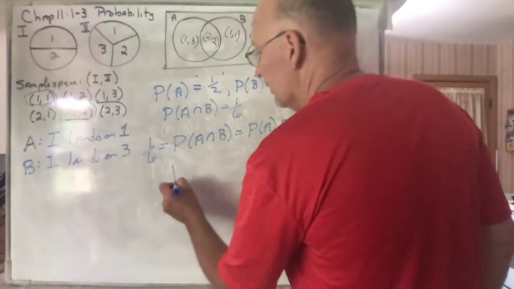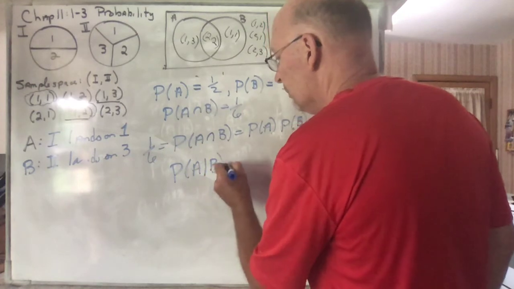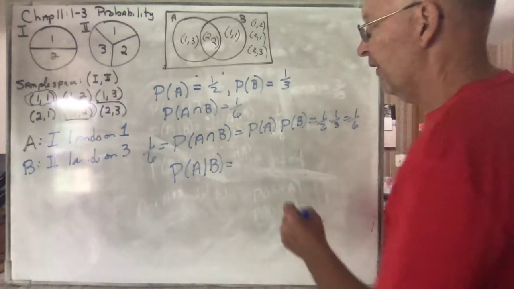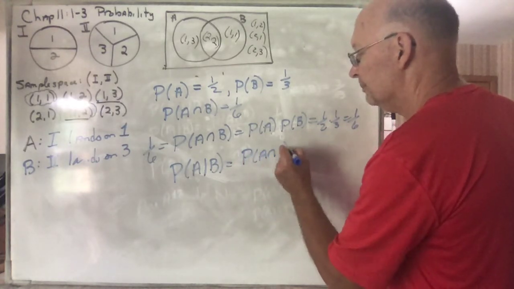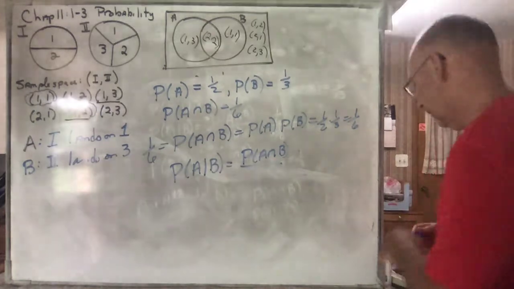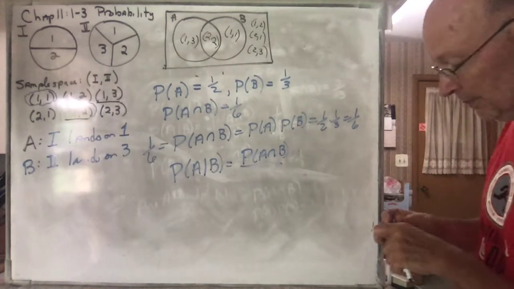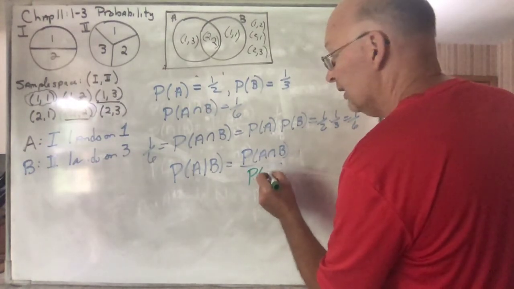In other words, if I tell you the probability of A given B, given that B happened, what's the probability that A happened? That's the probability of A given B. Let me get another marker. Divided by the probability of B.